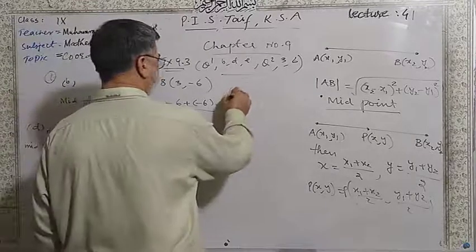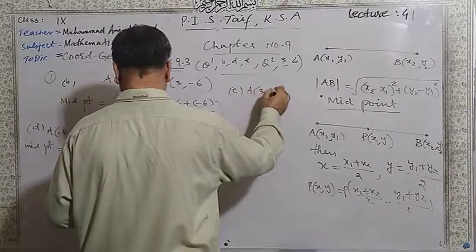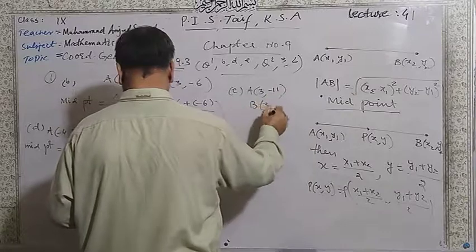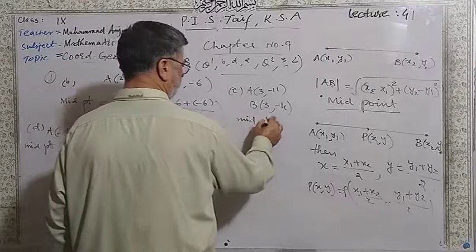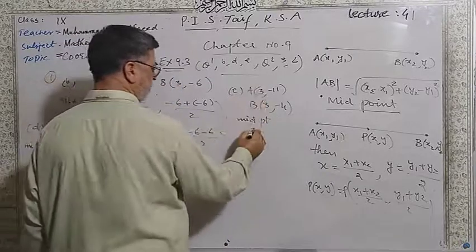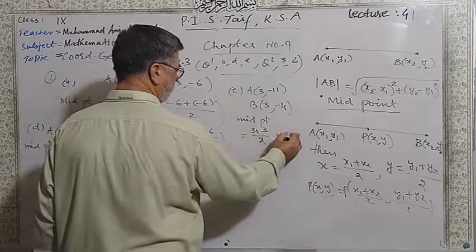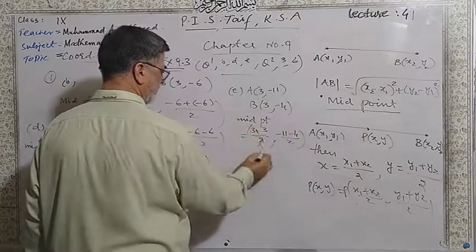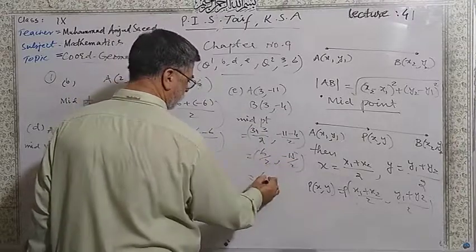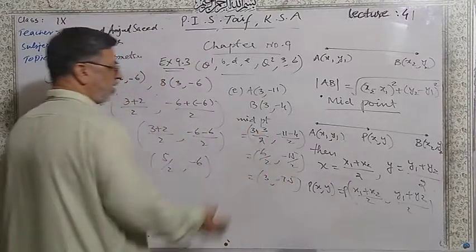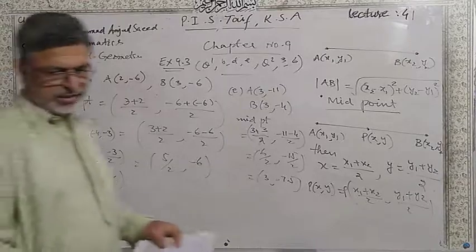Similarly, in case of part E, you are given A of (3, minus 11) and B of (3, minus 4). What will be the midpoint? Midpoint is first plus first over 2 and second plus second over 2. That is 6 over 2 and minus 15 over 2. You can say this is (3, minus 7.5). Dear students, this was question number 1, part B, D, E.